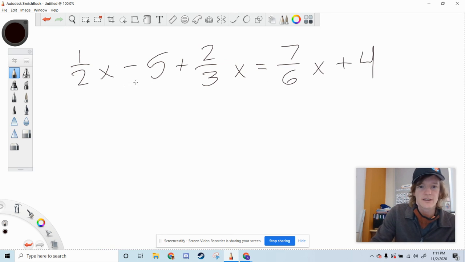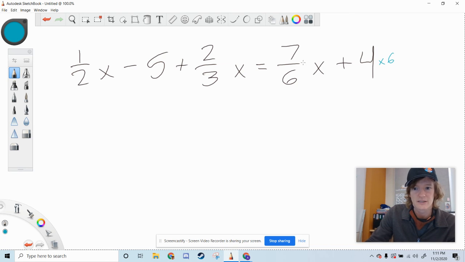Well, let's look at our denominators. I'm looking at 6. Can I make 3 a 6? I can. Can I make 2 a 6? I can. So I'm going to multiply everything by 6. You don't need to write this one down. I'm just pointing out the way we're solving this.